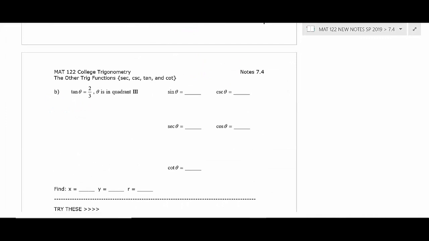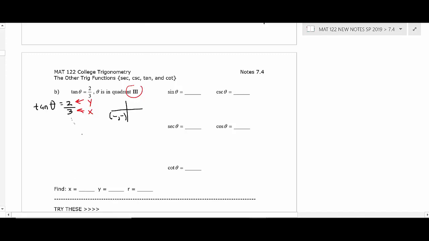Okay, so first of all, you're given that tangent theta is equal to 2/3. So step one is to know the definition of the tangent is y over x. Since you're in quadrant 3, x and y are both negative. So you've got to be careful on this problem, okay?